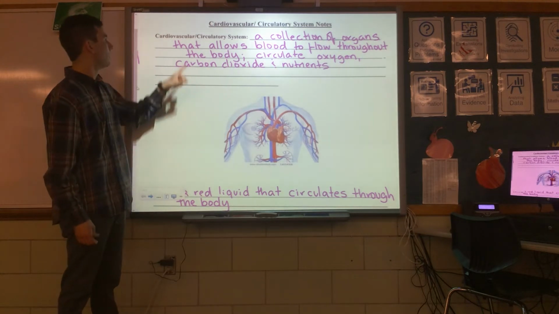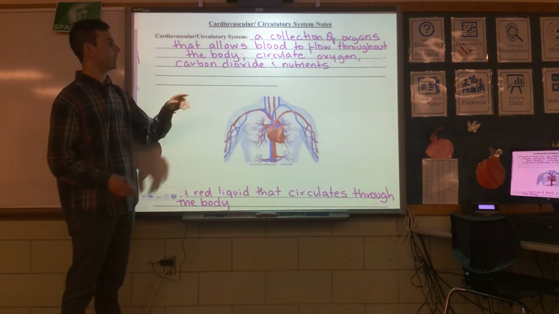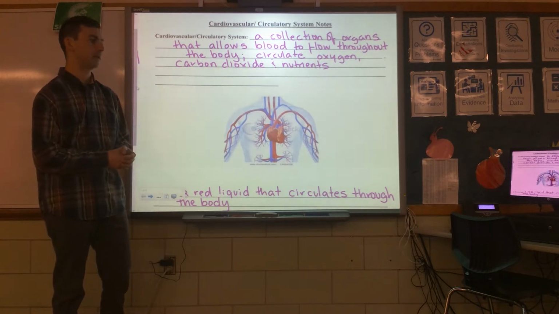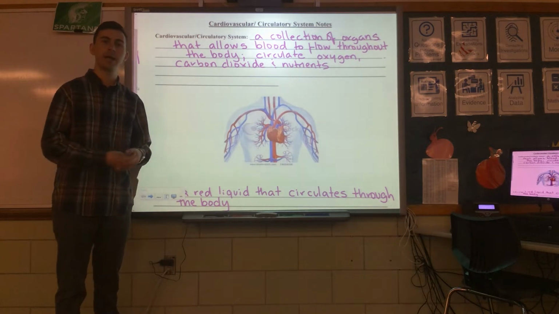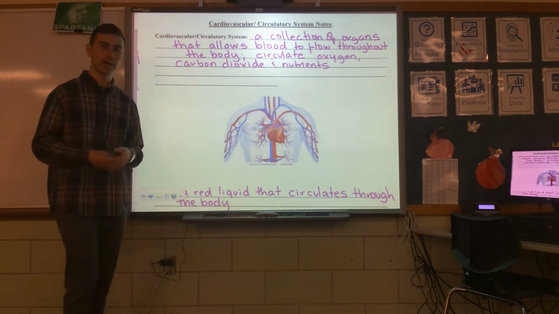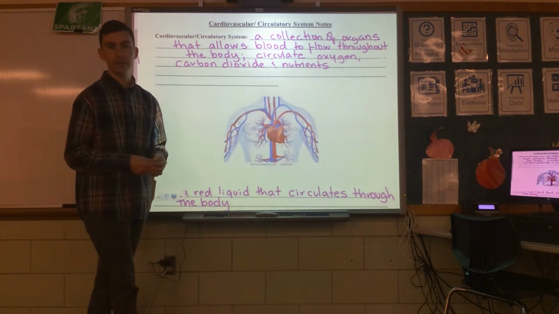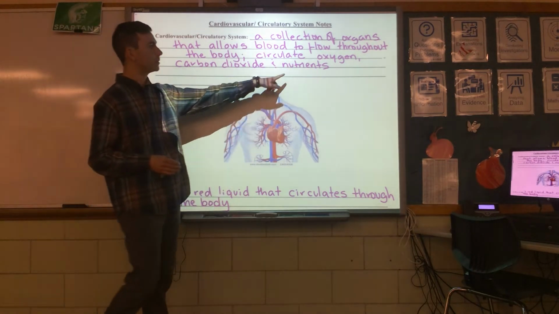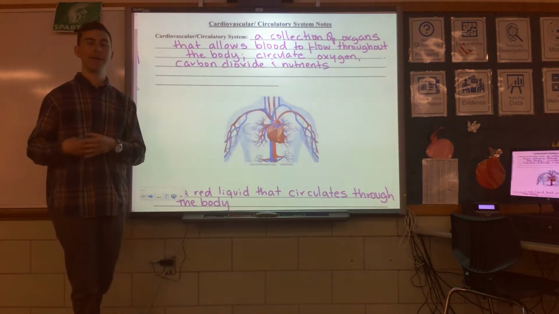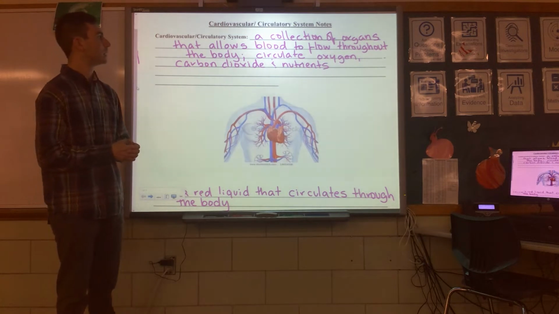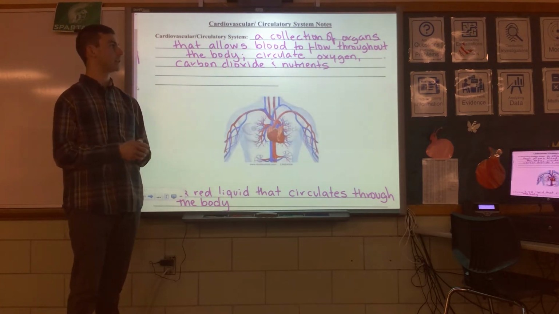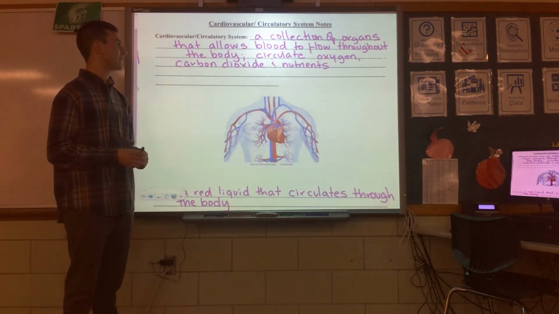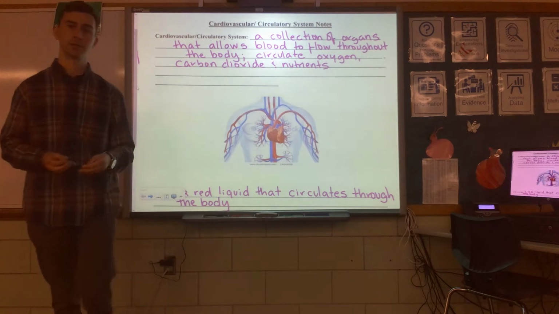same system. The cardiovascular, the circulatory system, is going to be a collection of organs that allows blood to flow freely throughout the body. Okay, and this is going to help circulate oxygen and carbon dioxide and different nutrients to different parts of your body. The heart will be the main organ of this human body system. And when we use that word nutrients, we're just going to use it as a general term to mean all that good stuff that your body needs. So again, the cardiovascular system is a collection of organs that allows blood to flow throughout the body, which circulates oxygen, carbon dioxide, and nutrients.